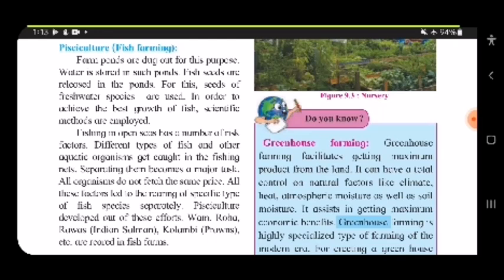All organisms do not fetch the same price. Now, when you go to buy the saltwater fishes, you see the price is very high. Some are low, some are high. Depends upon the fish. All these factors lead to the rearing of specific type of fish species separately. Pisciculture developed out of these efforts. Now, what different saltwater fishes are? Rohu, catla, Indian salmon, prawns, etc. are reared in fish farms.